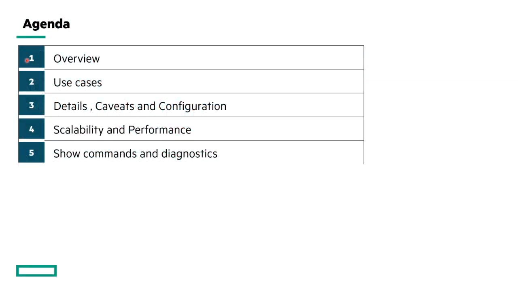And this is the agenda: an overview of the feature and its capability, followed by some use cases, details, caveats and configuration items grouped together on item number 3, followed by some scalability and performance characteristics, and then to finish off, show commands and diagnostics.